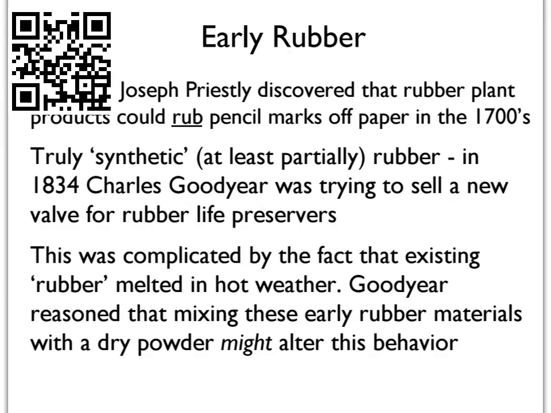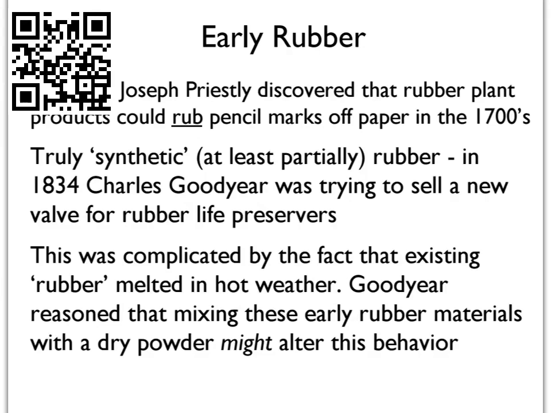But we didn't get around to what we truly think of as rubber until Charles Goodyear, who was actually trying to sell valves for life preservers, which is a pretty important thing back in the day, came across the problem that the rubber they were using for the life preservers melted when it got hot during the summer. And so that gives you an idea of one of the limitations of the early rubber derived from these plants, in that it wasn't very strong in the presence of even mildly warm temperatures.